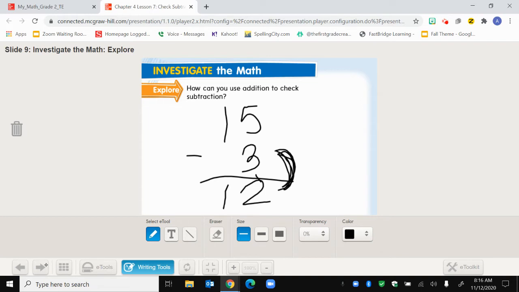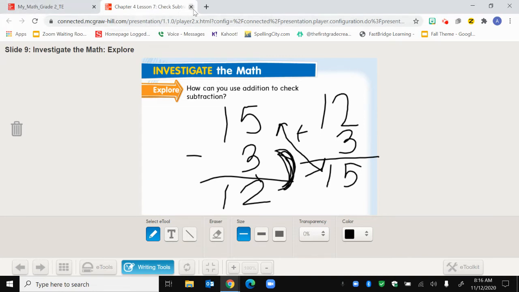So if I do 12 plus 3, 2 plus 3 is 5, plus 1 plus nothing is 5, I should get the number 15, right? See how I did that there? Let's try some on our own.